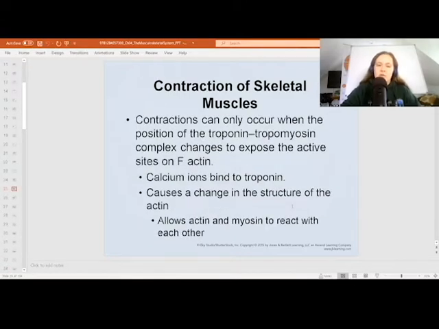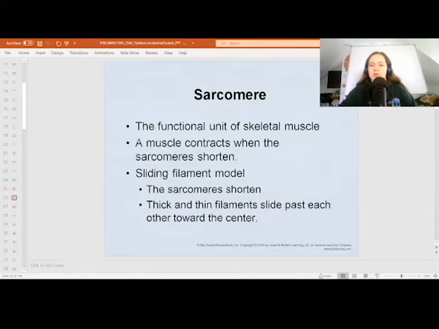Contractions can only occur when the position of the troponin-tropomyosin complex changes to expose the active sites of F-actin. Calcium ions bind to troponin, causing a change in the structure of actin, and this allows the actin and myosin to react with each other.